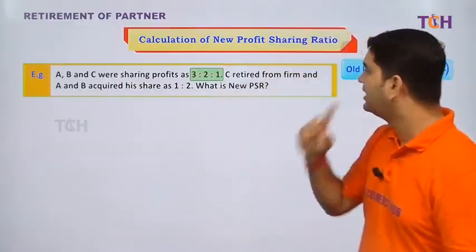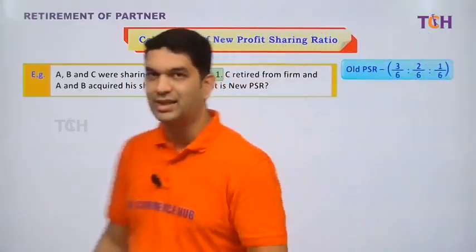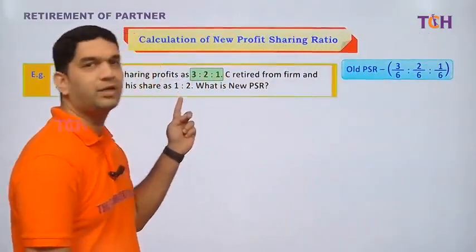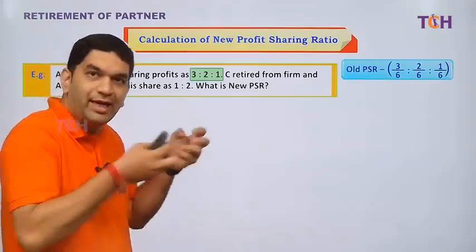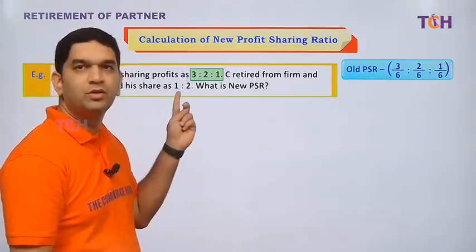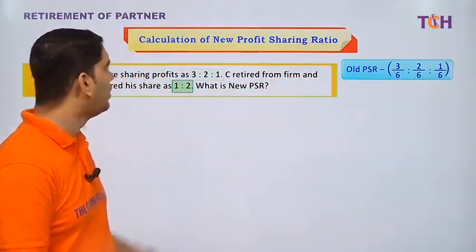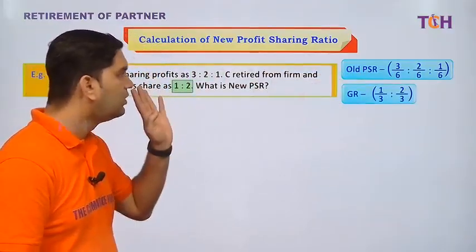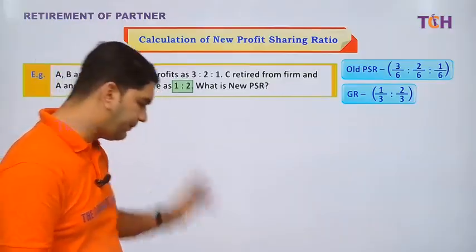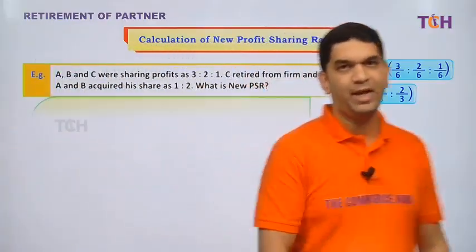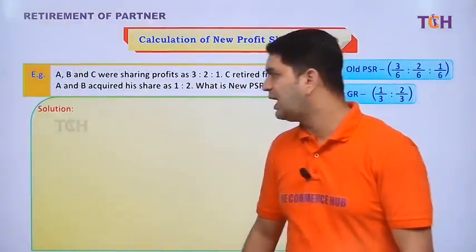Okay. What is the new PSR? That is what you have to find. So that itself means GR is given here. Gain, how they have gained it, in 1:2. So it is given. OPSR we know: 3/6, 2/6, 1/6. Also we know GR, that is 1/3 and 2/3. So here we go. Let us apply both the steps and we'll get the answer.